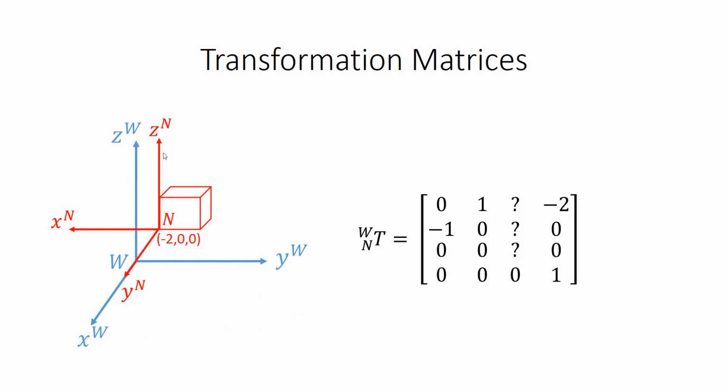So now think about z. Okay, so z is 0, 0, 1. That means that the z direction of n is pointing entirely in the z direction of w, and we know that because I said they were parallel, which means that they're pointing in the same direction.